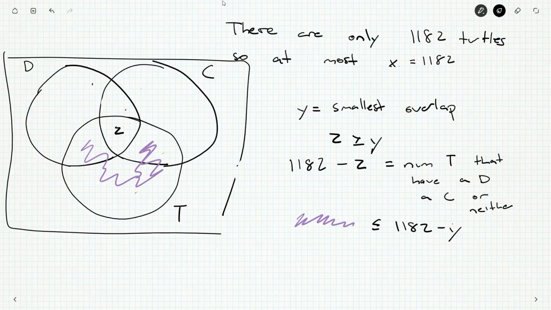Okay, where to go from there? So we sort of talked about turtles, and if you wanted to, you could give these things names like A, B, and C, and what I'm really saying is A plus B plus C is less than or equal to 1182 minus y. Okay. So now I want to talk about cat houses, I think, in some way.